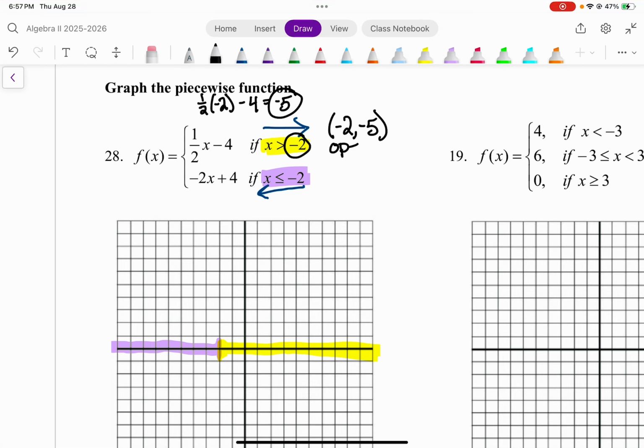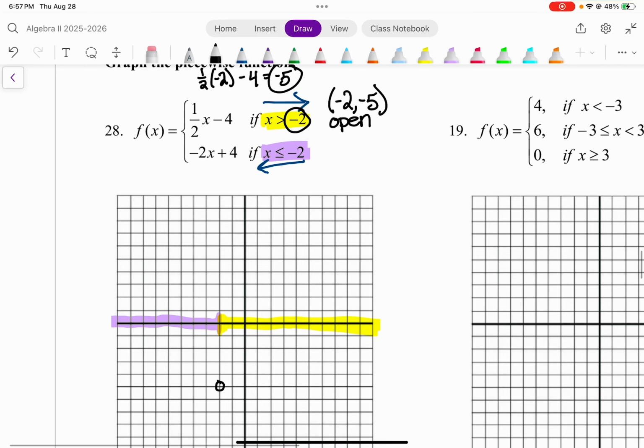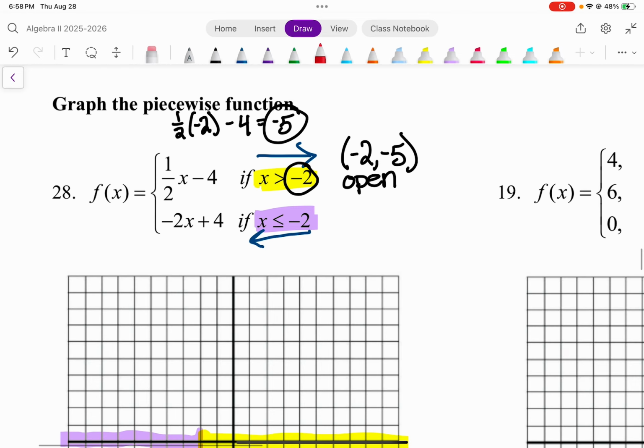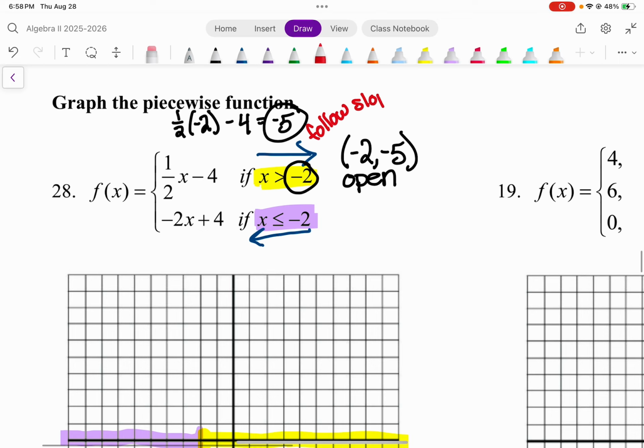This one is going to be an open circle because there's no or equal to part to our graph. So -2, 1, 2, 3, 4, 5. Open circle. Now, because this one's going to the right, we are going to follow the slope. Our slope is 1/2. That tells us we're going up 1 and to the right 2.